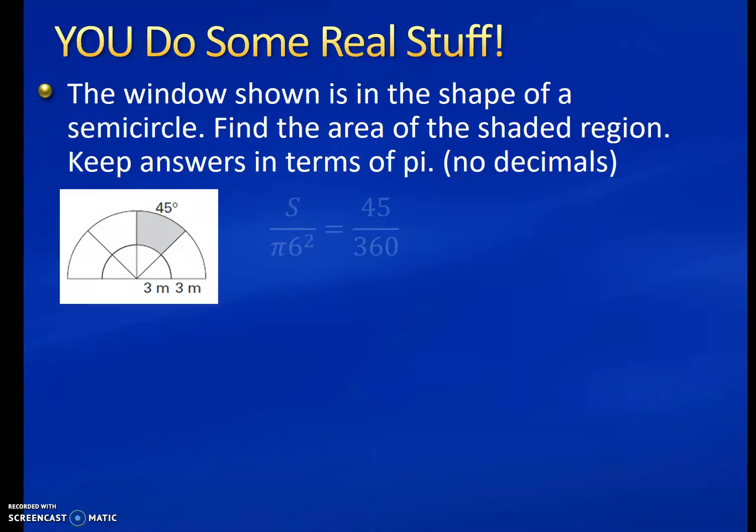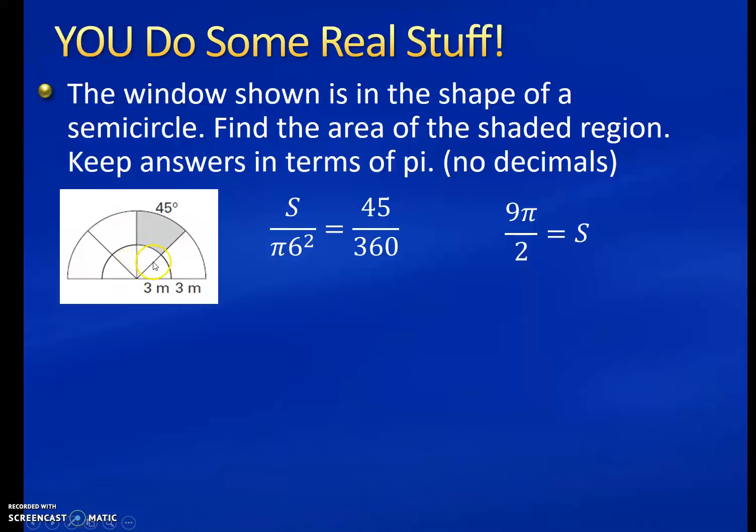All right, let's see how you did. So the first thing I know I need to do is find what this whole pizza slice is. I can see that the radius is going to be 6 meters altogether. So I'm going to find what that is. So 45 out of 360 equals the sector out of pi r squared, or pi 6 squared, so 36 pi. So cross multiplying here, I end up with 9 pi over 2, and that's going to give you the area of the whole thing with the shaded and unshaded piece.